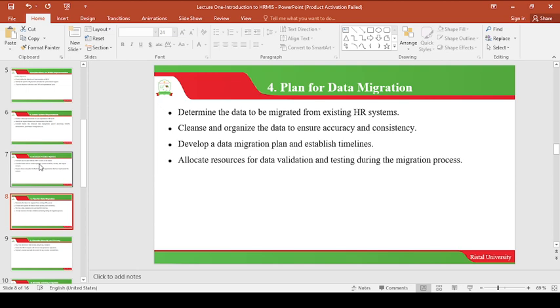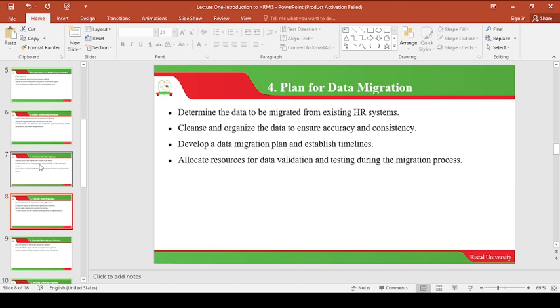Then cleanse and organize the data to ensure accuracy and consistency. In terms of the name, in terms of date, these are the things you need to look at to make sure that the information you are putting online avoids inconsistency. For example, if my name is Patrick Tattoo Sebit, then you find somewhere it is Tattoo Patrick Sebit. That's what you call inconsistency. There is no consistency in that, because the system is said to be consistent.